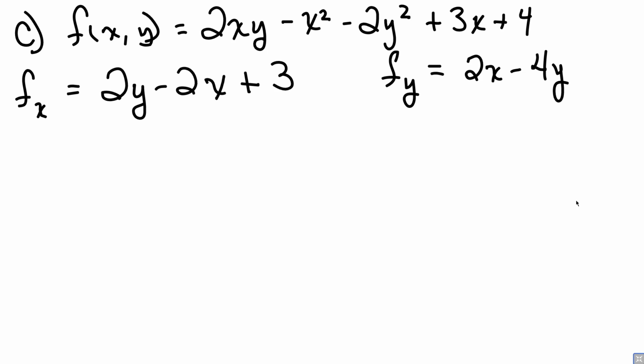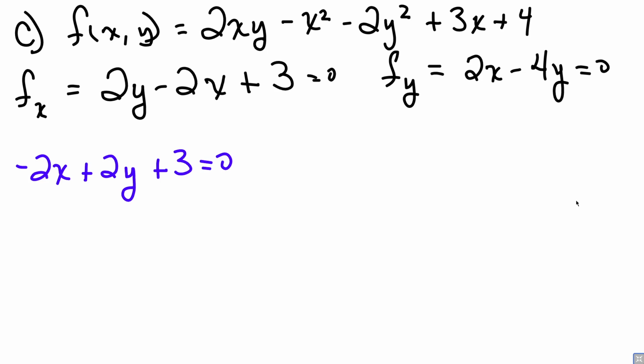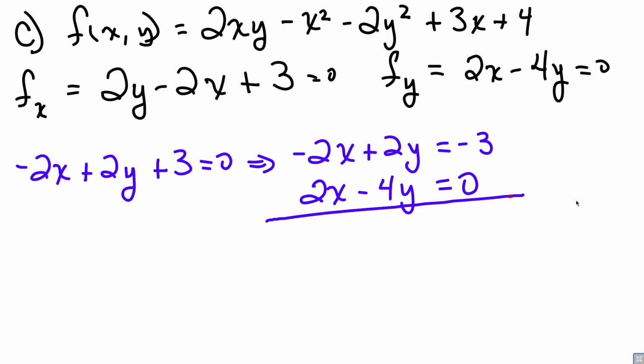Okay, now I'm going to see if I can find the point. We're going to set each of these equal to 0. I'm going to rewrite the first one as negative 2x plus 2y plus 3 is equal to 0, which is the same as negative 2x plus 2y equals negative 3. The second equation I'm just going to bring down: 2x minus 4y is equal to 0. For this one, it's nice in that I can go ahead and solve, because the coefficients on x are opposite signs. So if I solve this, I'm going to end up with negative 2y equals negative 3.